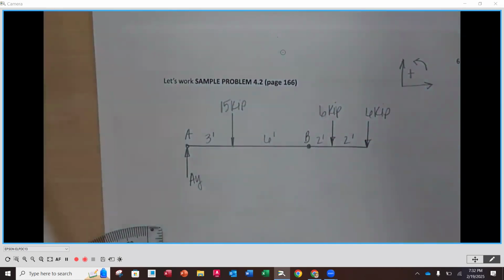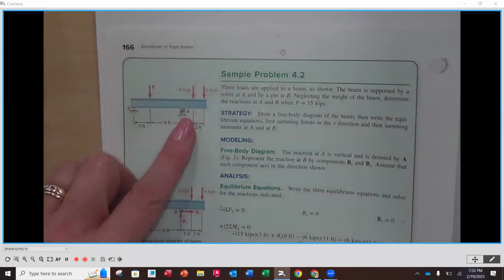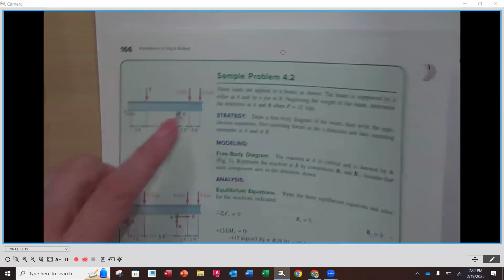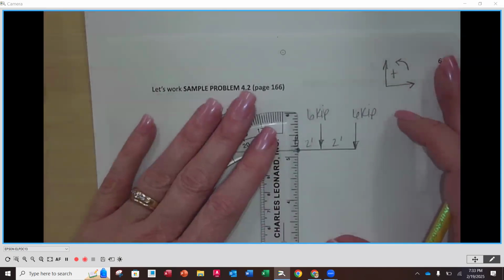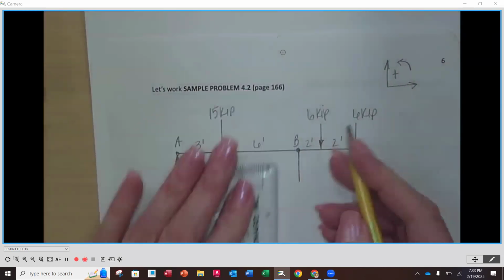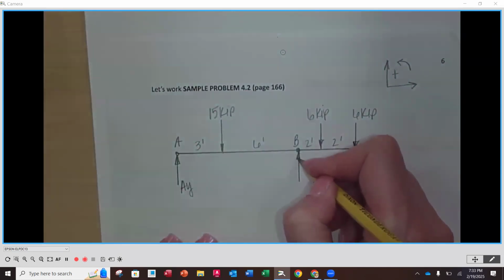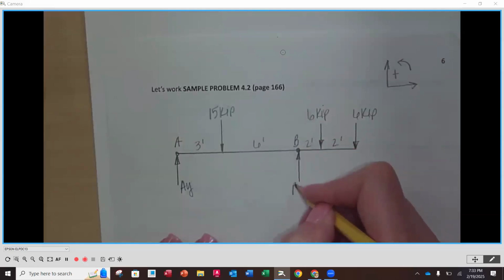B. B is a pin. How many reactions at a pin? 2. What directions? X and Y. X and Y. Excellent. Oh, so fun. See, it's like you're listening when I talk. It's amazing. Just kidding.